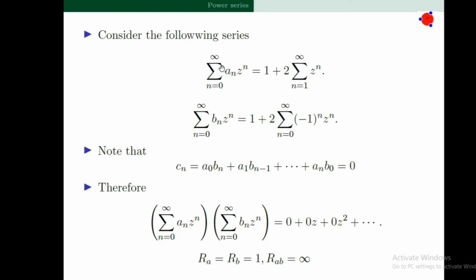Let the summation n equal to 0 to infinity a_n z^n equal 1 plus 2 into summation n equal to 1 to infinity z^n. That is the first power series. And the second power series, summation n equal to 0 to infinity b_n z^n, is equal to 1 plus 2 into summation n equal to 0 to infinity (-1)^n z^n.